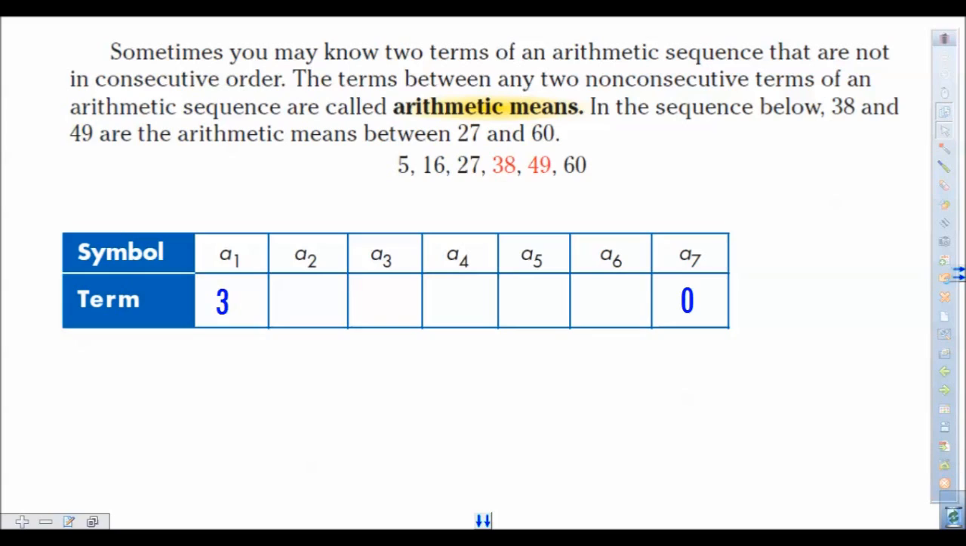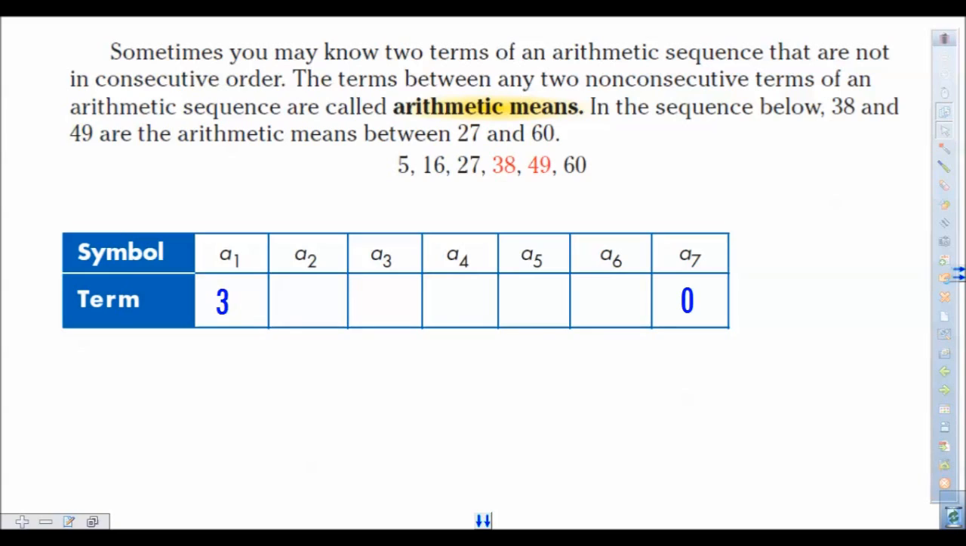There may be a problem down the road where they might ask you to fill in the missing terms. So suppose the first term was 3 and the 7th term was 0. Can we still use the formula there? We sure can. What we call those numbers in between, we call arithmetic means. So for this particular example, between 3 and 0, there's 1, 2, 3, 4, 5 arithmetic means, 5 spaces there.